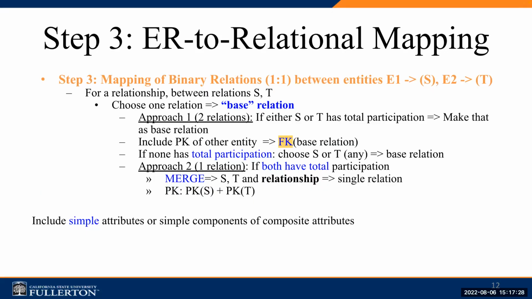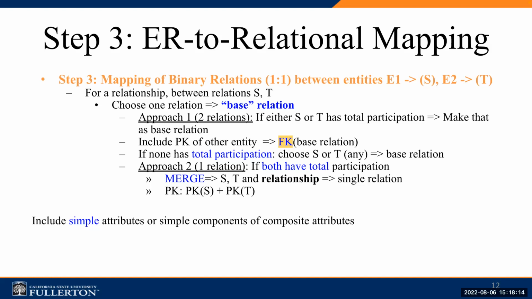The next step involves mapping of binary relations between the entities. The first approach is the one that includes two relations. If either of the two has total participation, then that is what would be considered as the base relation. So you need a base relation irrespective of what kind of participation. Now here with approach one, you're deciding to have that particular relation which has total participation become the base relation, and you would include the primary key of the other entity as the foreign key of this base relation.